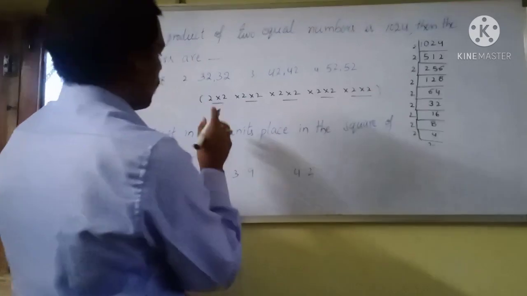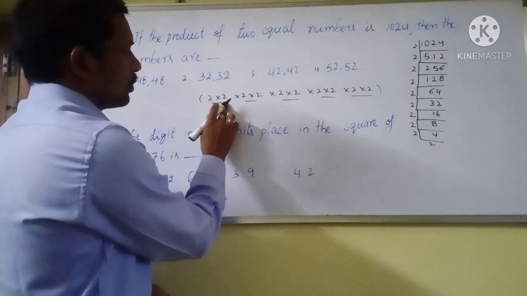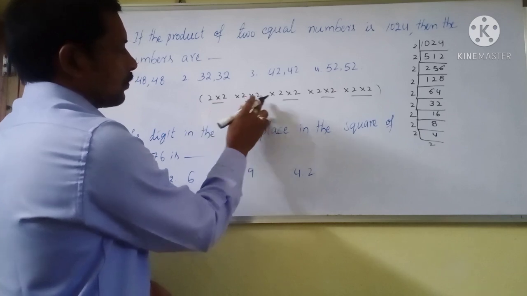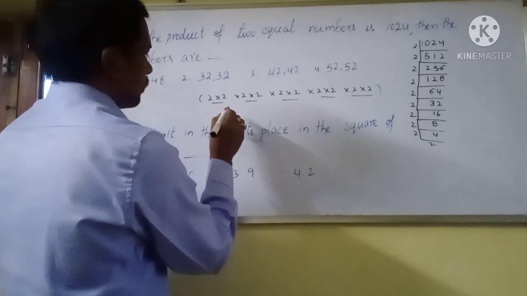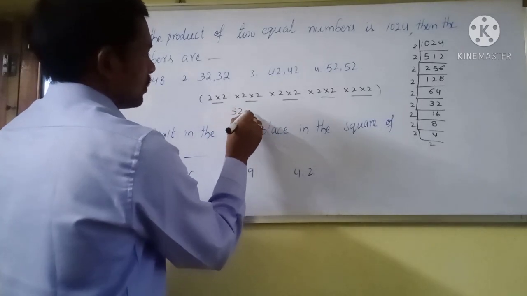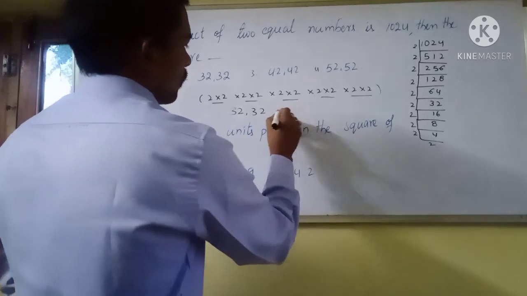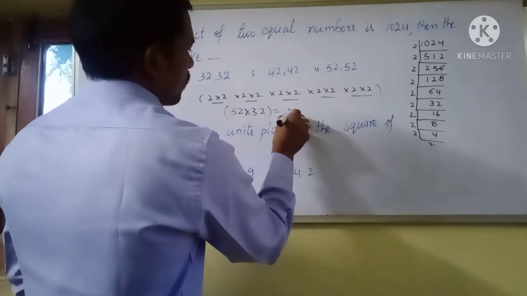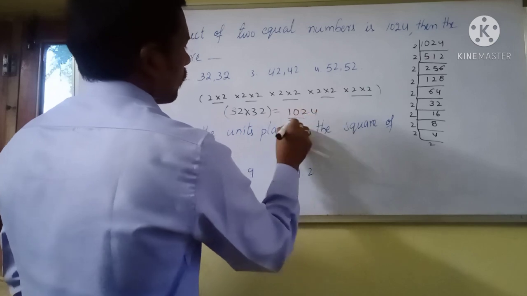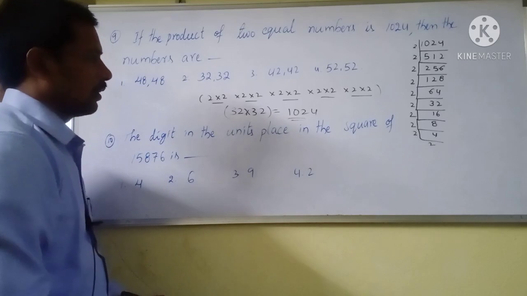Right. So here each group is 2 square. 2 2s are 4, 4 2s are 8, 8 2s are 16, 16 2s are 32. So that means 32, 32. So 32 into 32 is equal to 1024. Then the required option is option number 2.